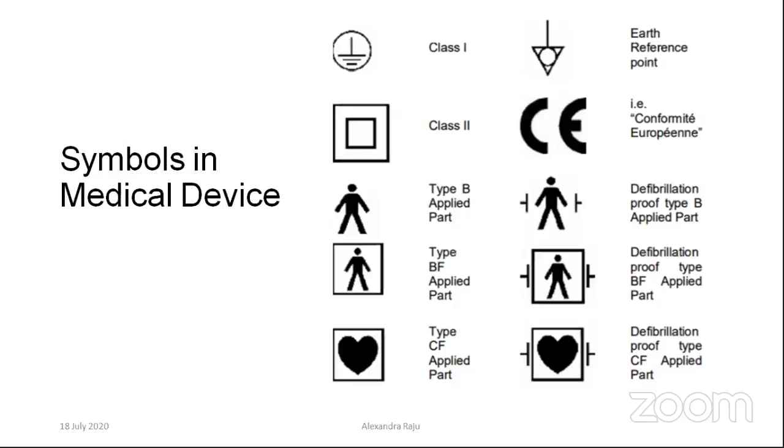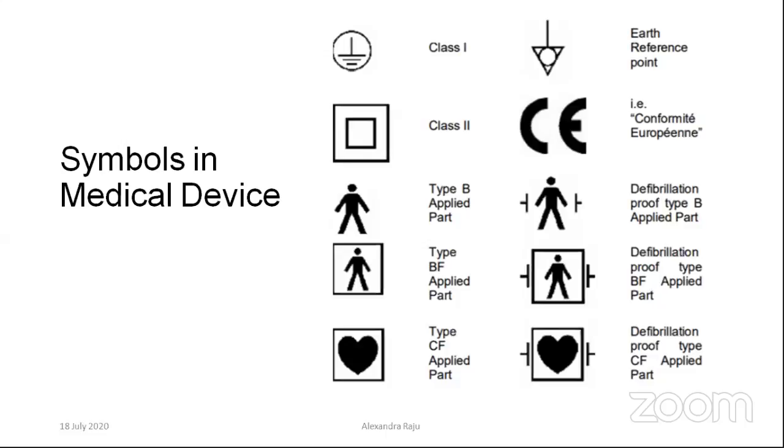So the class 2 equipments will be having two layers of protection, but the class 1 equipments will be having a protective earth. And now we can see other classification based on the type of applied parts that the equipment is using. So this is classified into type B, type BF, and type CF.